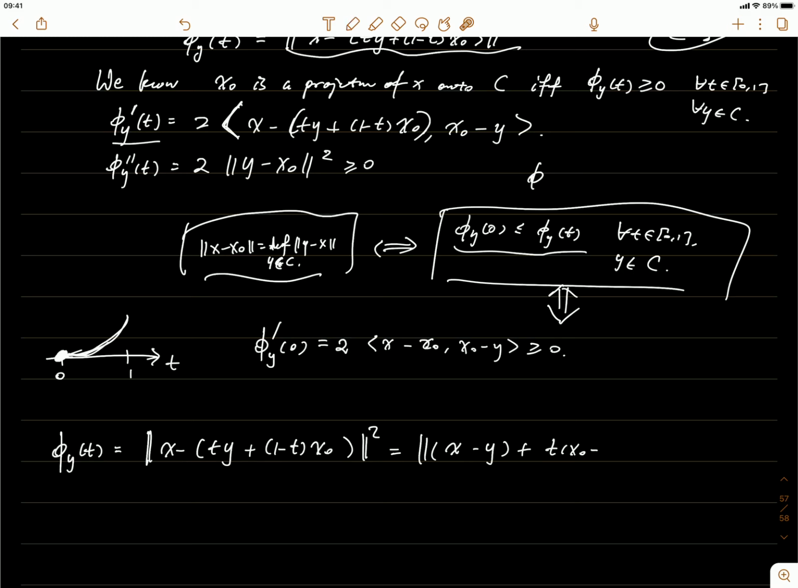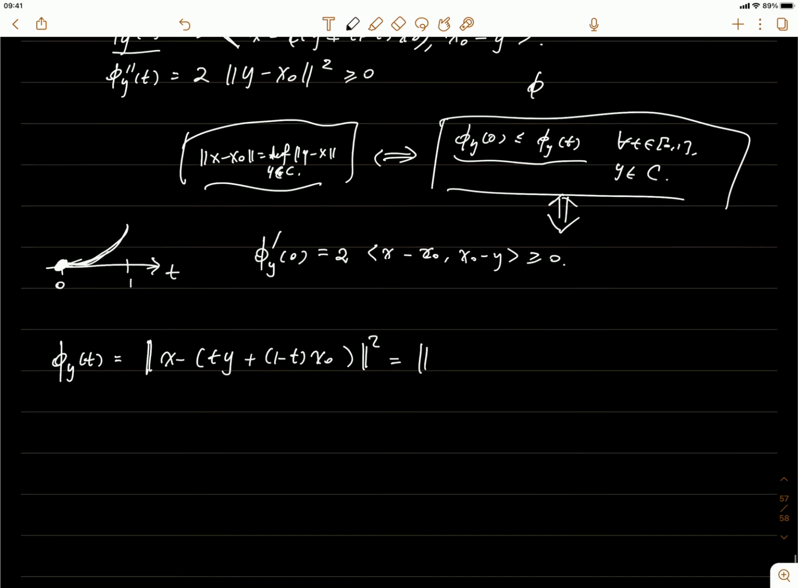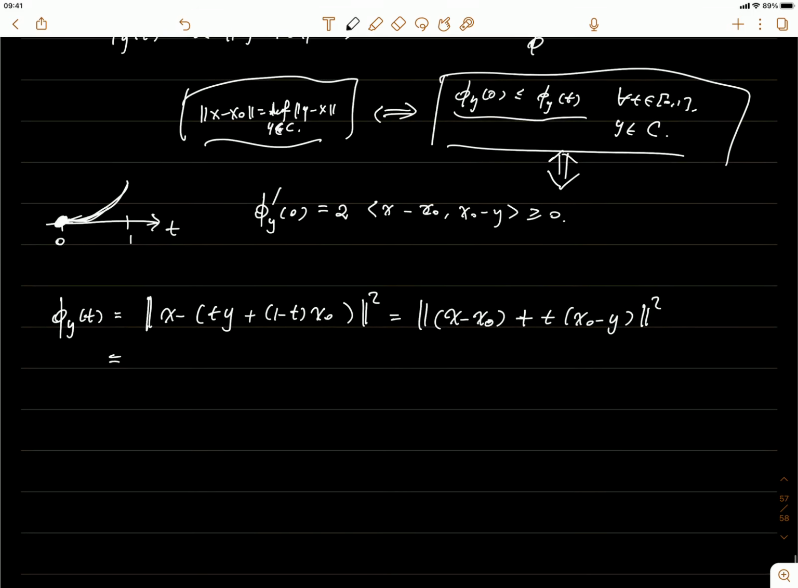Okay, I'll rewrite that as x minus x naught plus t times x naught minus y, this square. Then I can break this square. I'll have x minus x naught plus t x naught minus y, and also repeat it. I have this, right? And then we can see that it just becomes that.